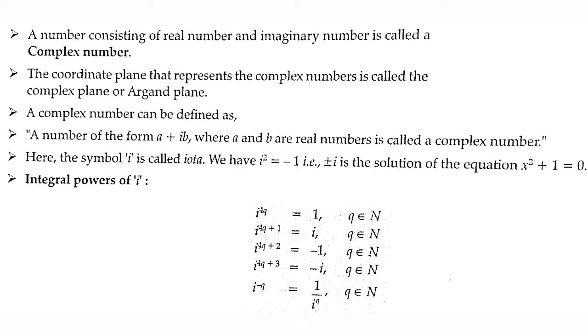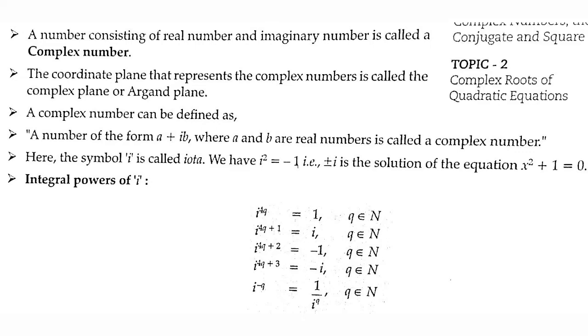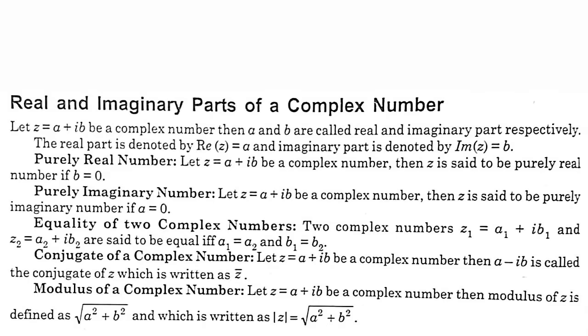The integral power of i: if i has power 4q, the value will be what? 1, where q belongs to natural numbers. If the power of i is 4q plus 1, the value will be i. If the power is 4q plus 2, the value will be -1, and the power 4q plus 3, the value will be minus i.